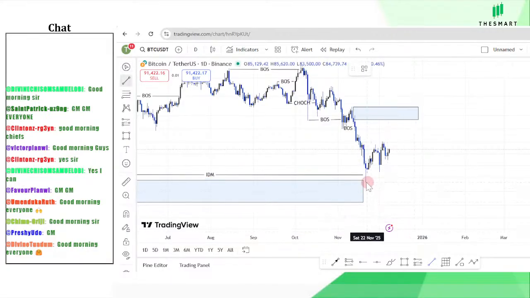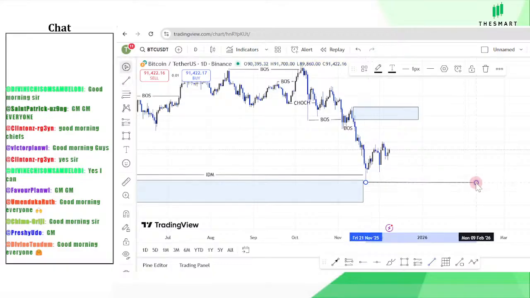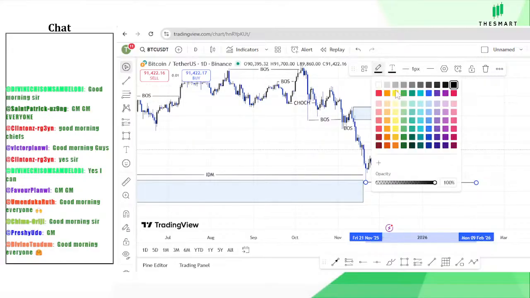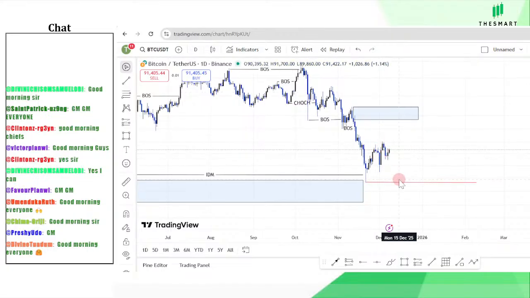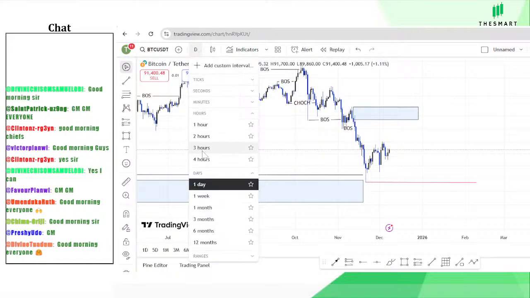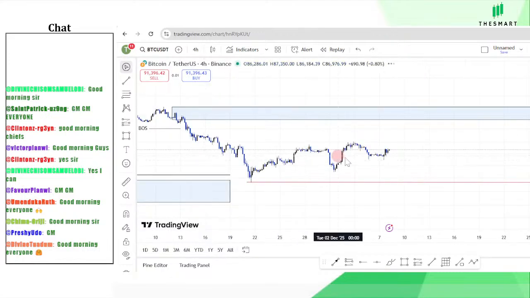So this level here, this is the major low we are working with. So let me change this to something else. Okay, so this is the low we are working with and this is the supply we are working with. So let's go to the 4 hours now.